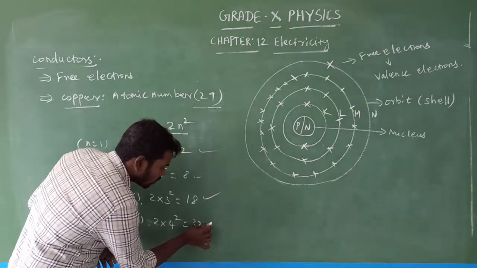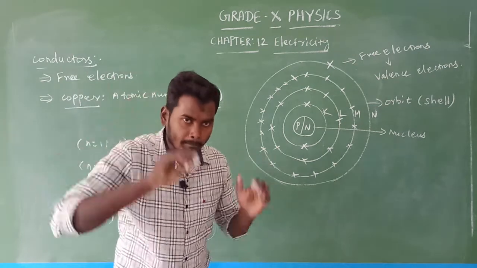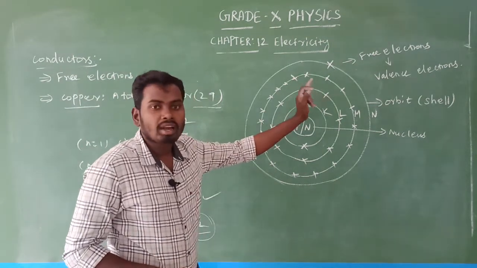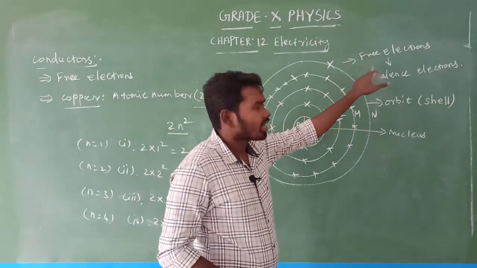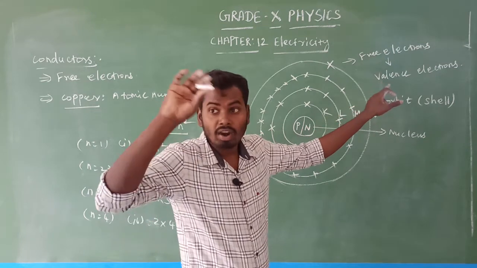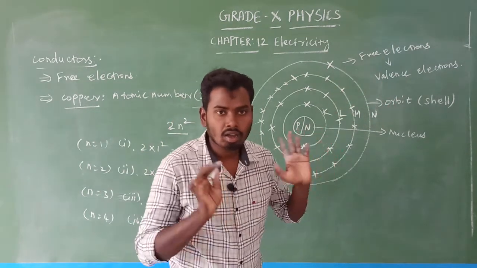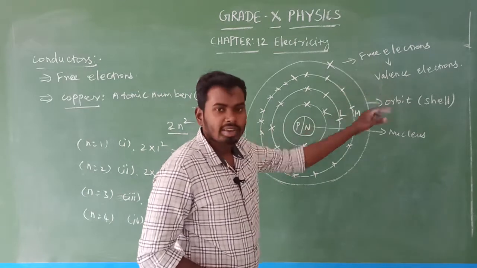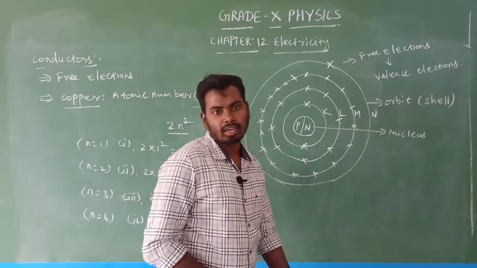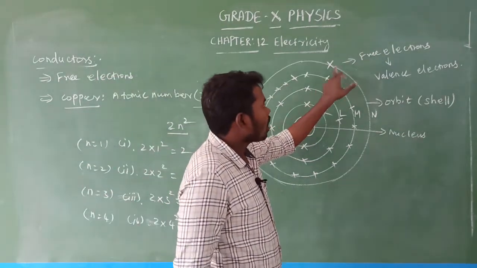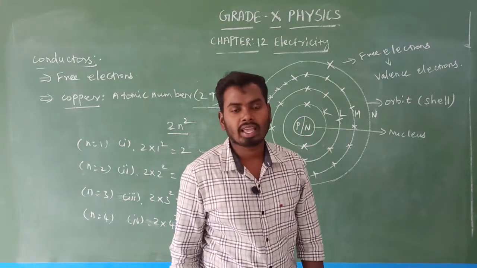But 32, look here, maximum 32 electrons can be filled in the outer shell, but only 1 electron is filled in the outermost orbit. That unfilled electron is called a free electron, or otherwise we can say valence electron. What is that? Valence electrons. So the flow of free electrons is called electricity, or otherwise we can say current.